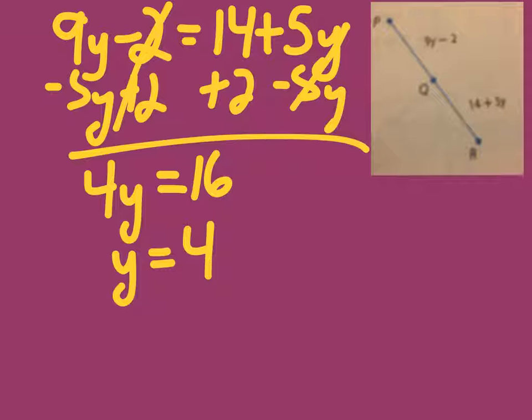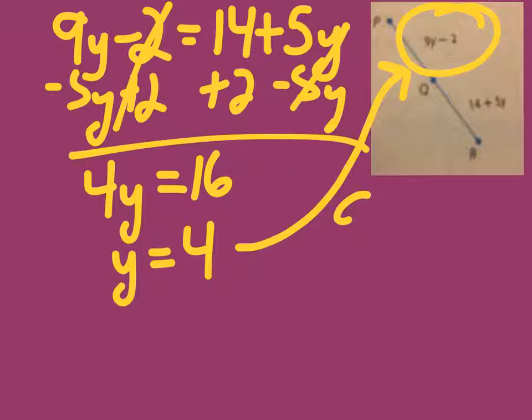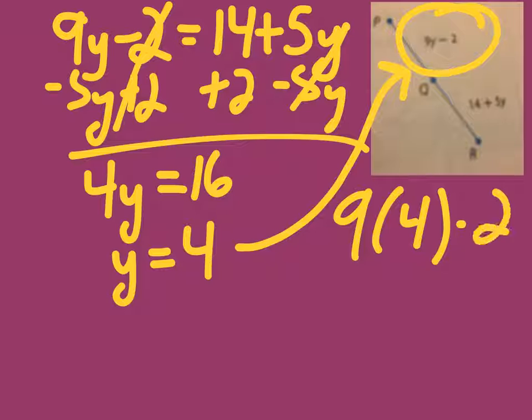Now, that's not what they wanted. They want you to figure out what PQ is. So to do that, now that you know what y equals, you can plug it into 9y minus 2. 9y was 4, minus 2. 9 times 4 is 36, and you take away 2. Your answer is 34. So PQ is 34.